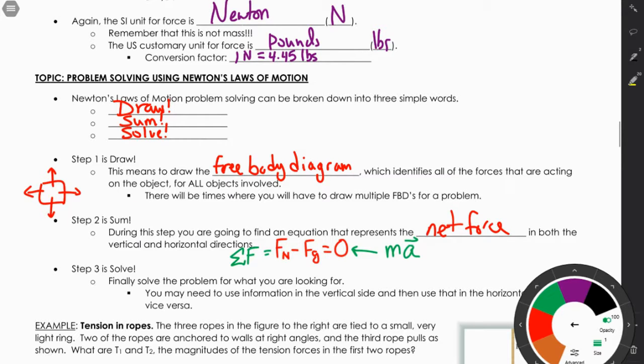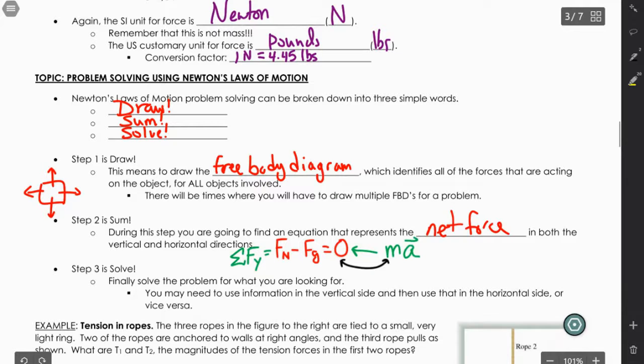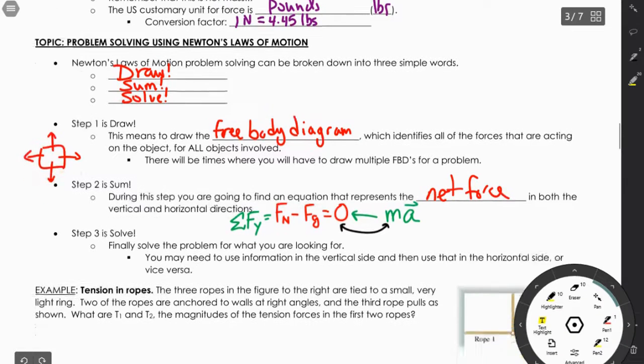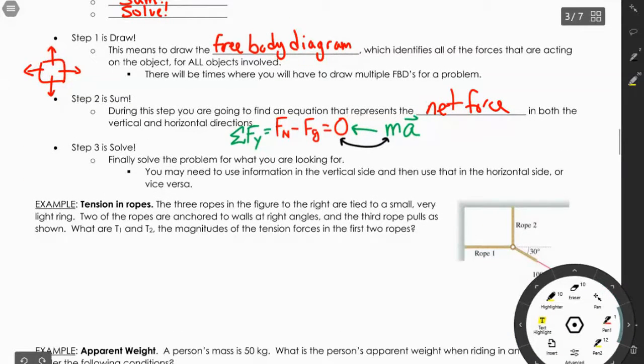And this would be in the vertical direction, or the y direction. And then that 0 again, it's either going to be set equal to 0 or m times a, based on what's happening. If you're looking for an acceleration, you're going to set it equal to m times a. If the forces are balanced, you're going to set it equal to 0. And then the last step here is simply solve. Now we're just going to simply solve for what we're looking for.